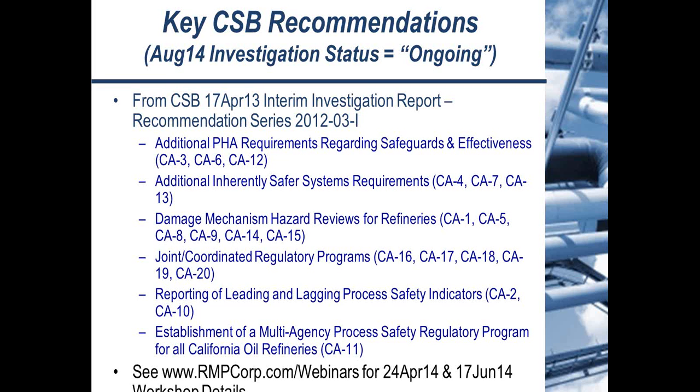Damage mechanism hazard reviews sound scary. There's still no industry guidance, but basically there are simple ways of addressing the kind of issues associated with mechanical integrity that were criticized by the CSB with reference to that refinery event that I mentioned. What we do during our PHAs is, for any events that can challenge temperature or pressure limits on equipment or piping, we'll go back and double check the design limits for that equipment or piping. Make sure we look at piping specs.